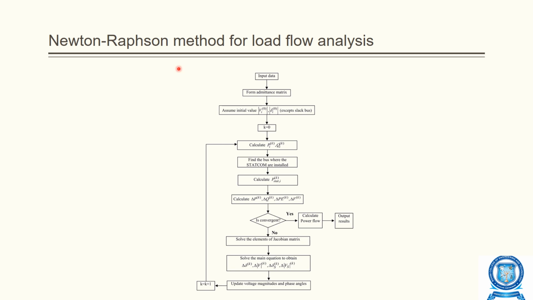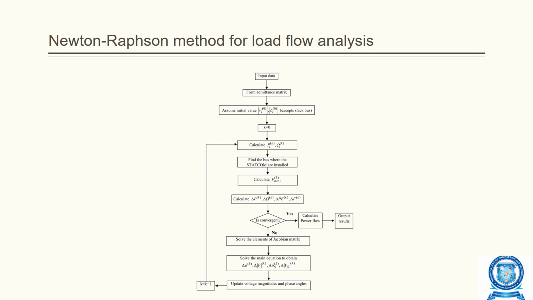Initially we took the iteration value as k equal to 0. Now you need to update it by plus 1, that is, it becomes k equal to 1 for the second iteration. Again the same process repeats until convergence is attained. Once convergence is attained, the result will be displayed. This is how the process goes on for the Newton-Raphson method.